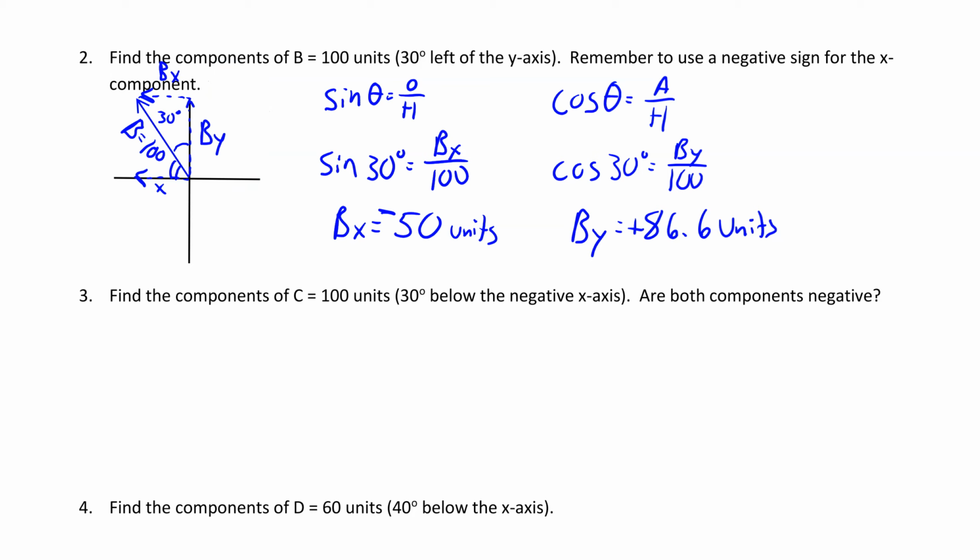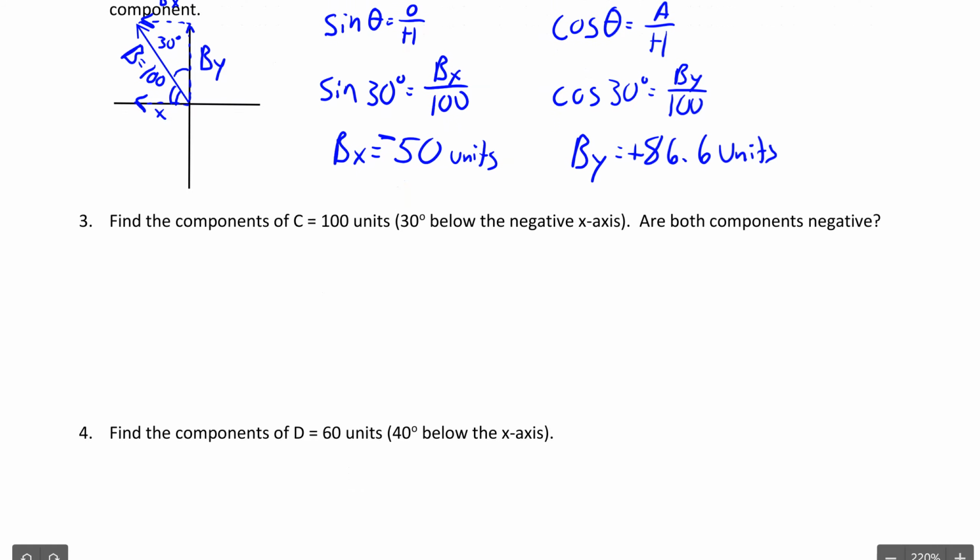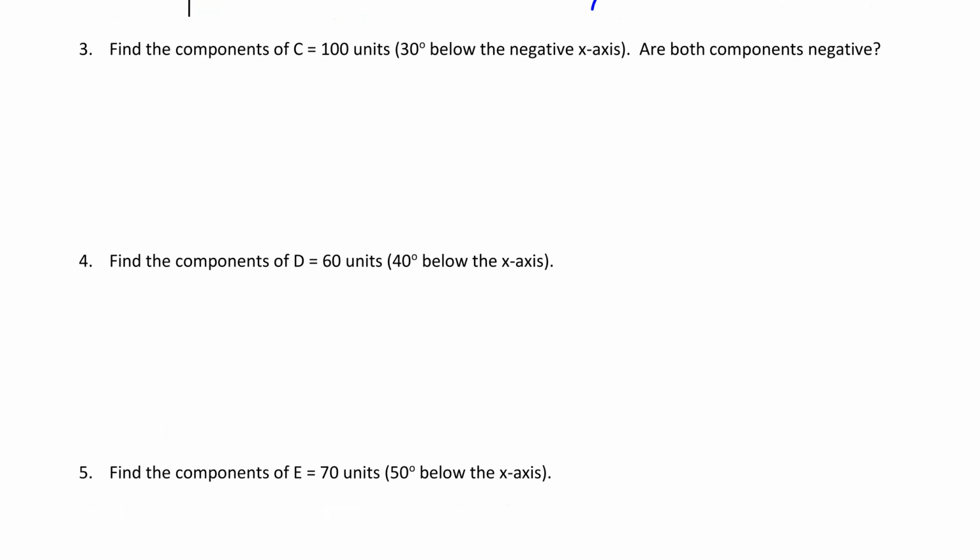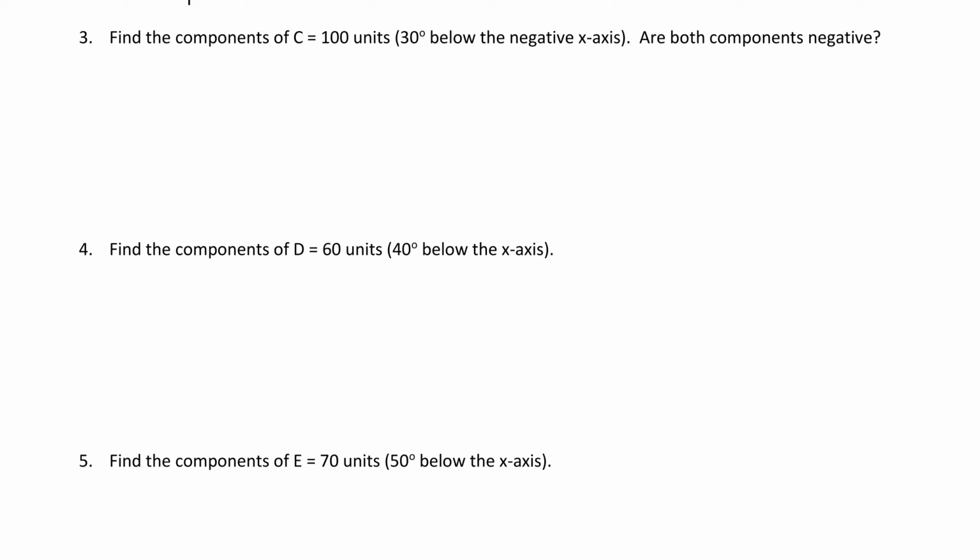That'll come into play if you do any adding by components. If you break two vectors down into their x and y components, add the x components together, add the y components together, and then find the resultant. But I'm getting ahead of myself. Number 3. Number 3 says C is equal to 100 units, 30 degrees below the negative x-axis.